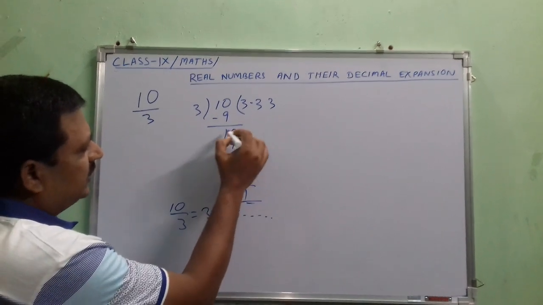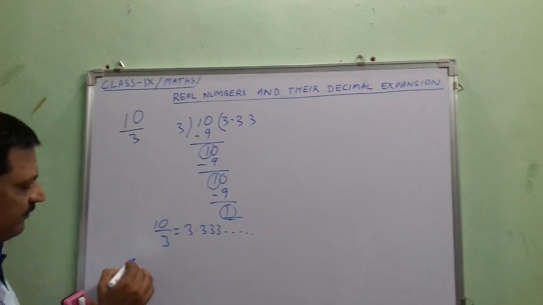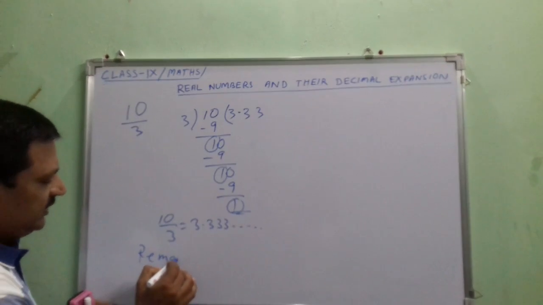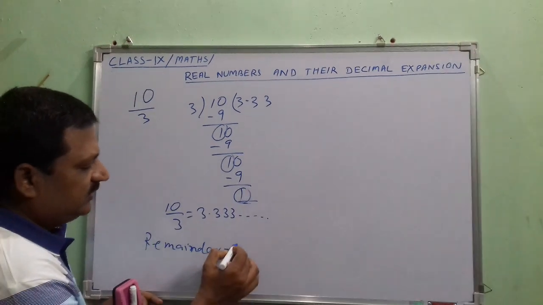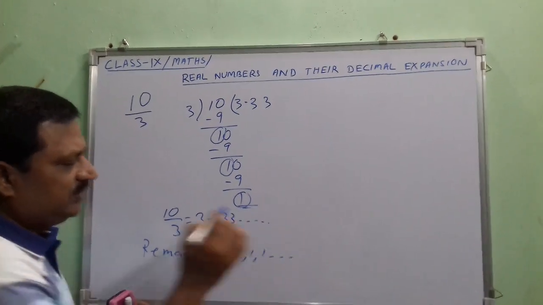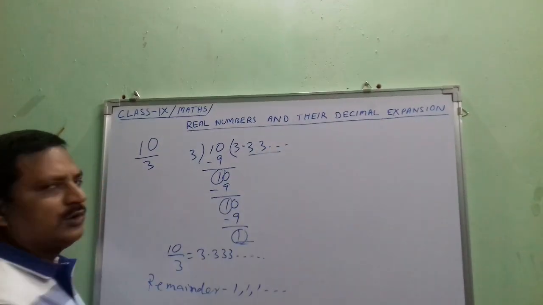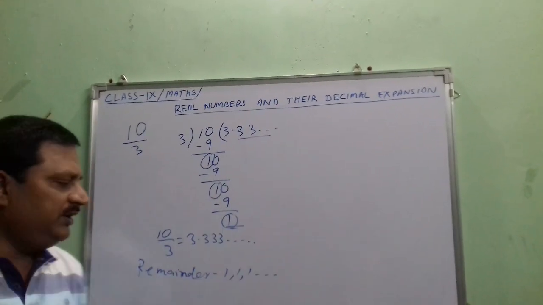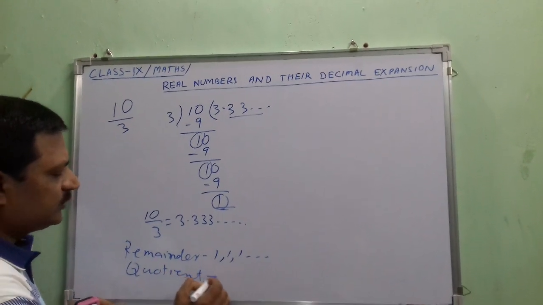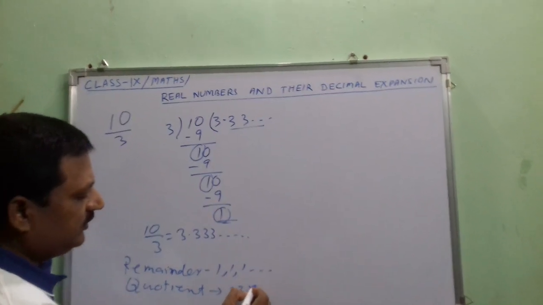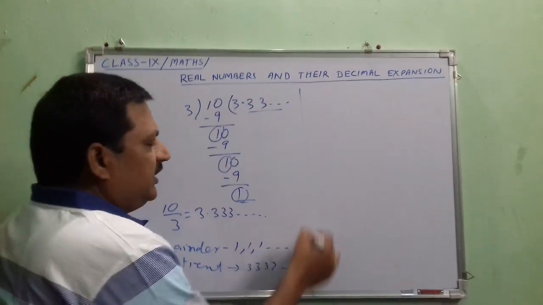You see, in all the parts, you will find that remainders are being repeated and they are 1, 1, 1, and simultaneously the quotient is also being repeated. Right? Now let us take another example.